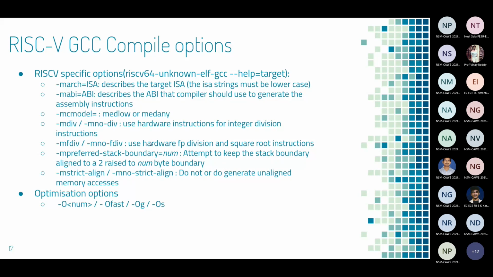Then comes the memory model. In the interest of time, I have skipped a lot of information over here. But basically, what the memory model does is it decides the spread of your program. So let's say you use medlow. What happens is your program is always within a -2 GB to 2 GB offset. But if it is medany, it can be at any 2 GB offset in your entire program. Your target addresses, your load addresses, all of those.